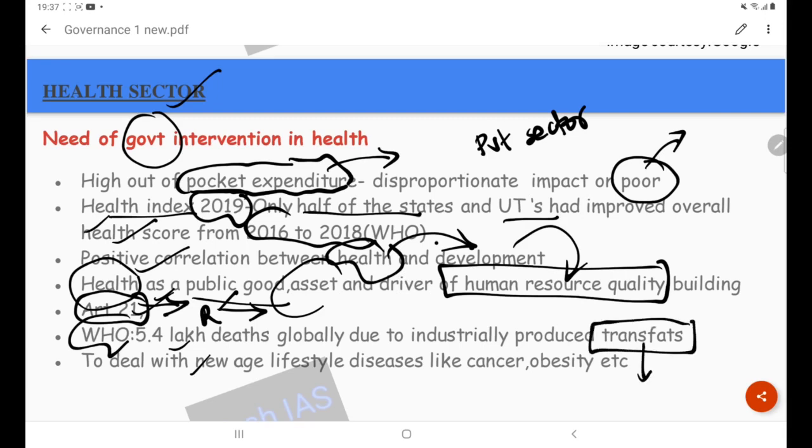Then according to WHO data, why is trans fat coming up? Due to new lifestyles. Trans fat contributes to diseases like cancer and obesity, even in children. These are called lifestyle diseases. WHO says that 5.4 lakh deaths globally are due to industrially produced trans fat. So this is also important. To curb these factors, you need government intervention.